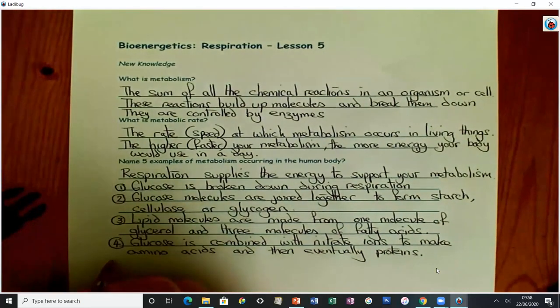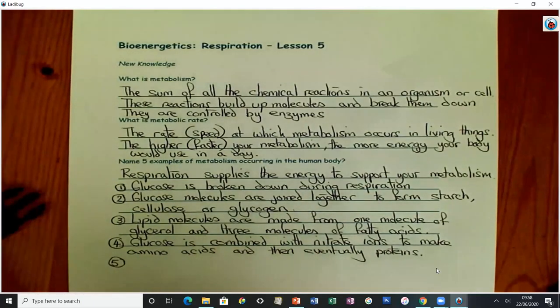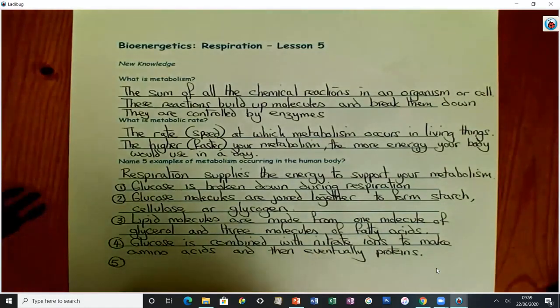Okay, and finally, a 5th example is to do with the proteins. If we've got too much protein in our body, too much to use, then what happens is the body breaks the protein down to produce something called urea, which is a toxin, and we basically get rid of that urea when we excrete. So the kidneys filter out the urea, it goes into the bladder, and then when we excrete urine, the urine contains urea. So let me just write that down.